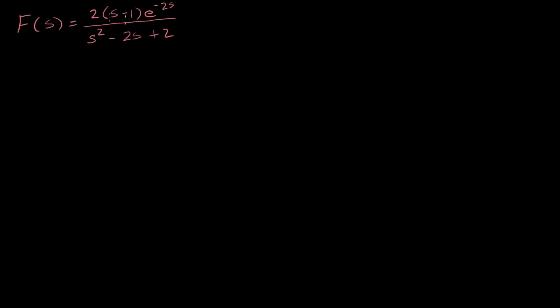I have an e here. I have something shifted here. I have this polynomial in the denominator here. What can I do with this? So the first thing when I look at these polynomials in the denominator, I say, can I factor it somehow? And can I factor it somehow fairly simply?